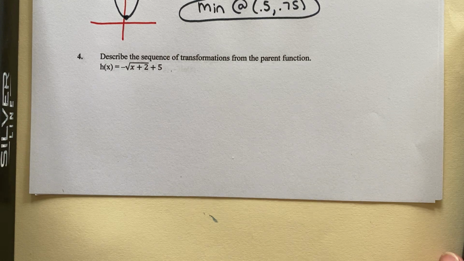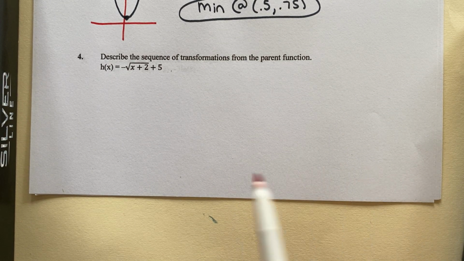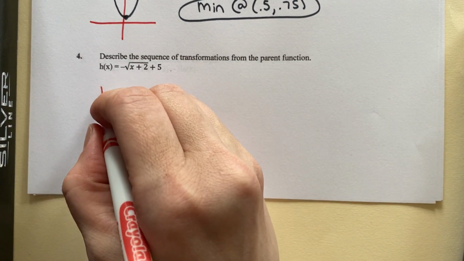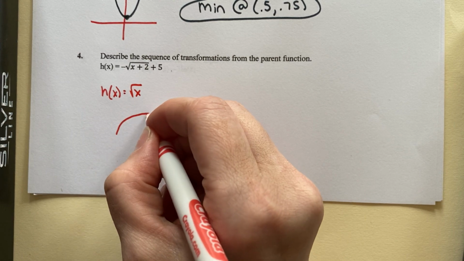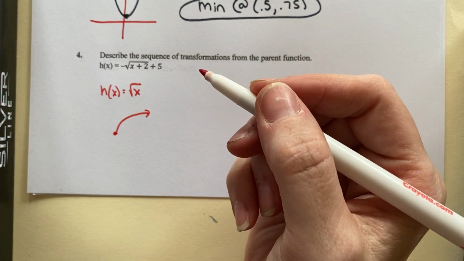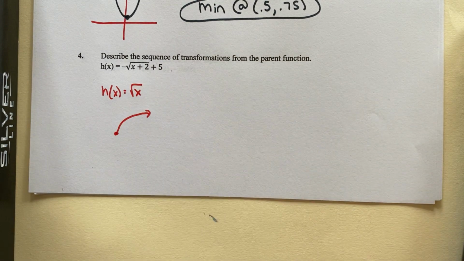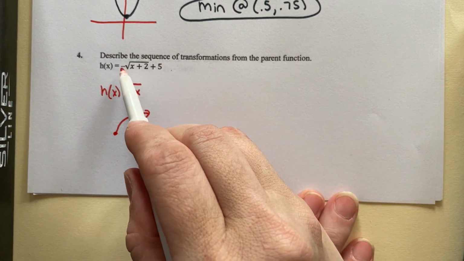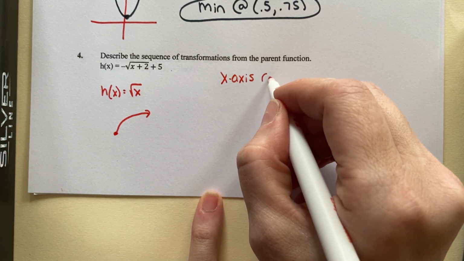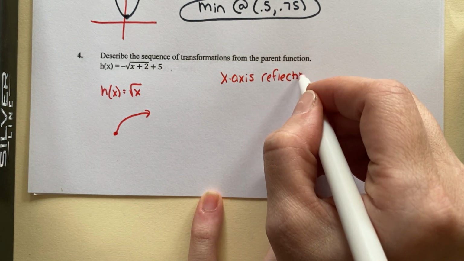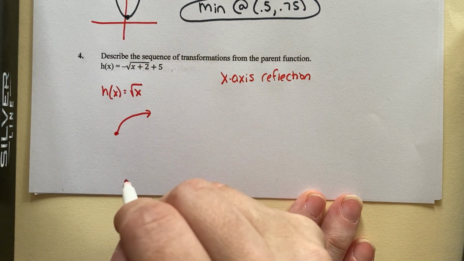Okay, let's go to number 4. Describe the sequence of transformations from the parent function. Well, hopefully you recognize that the parent function would be the square root of x. That's the graph that looks like this. Now, the other thing we want to notice are all these little numbers here and what they're doing to the graph. If you have a negative out in front, that is an x-axis reflection. Now, if the negative were on the inside with the x, that would be a y-axis reflection.